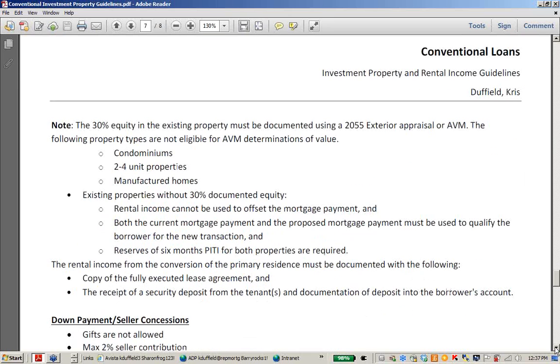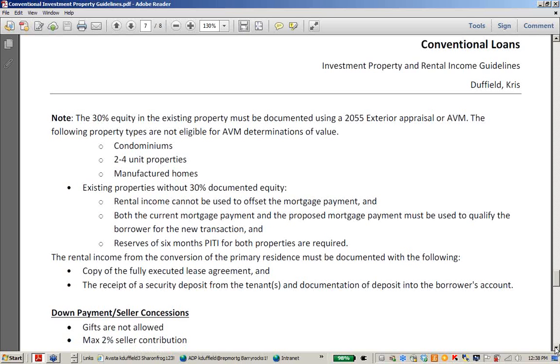Existing properties without 30% documented equity, the rental income cannot be used to offset the mortgage payment, and both the current mortgage payment and the proposed mortgage payment must be used to qualify the borrower for the new transaction, and you need reserves of 6 months PITI for both properties.